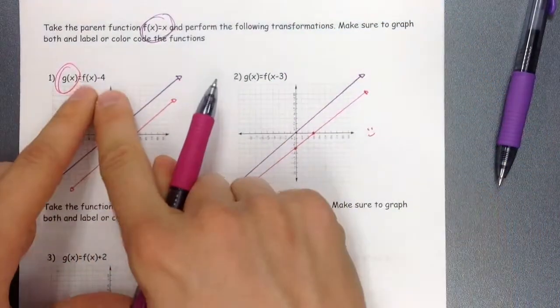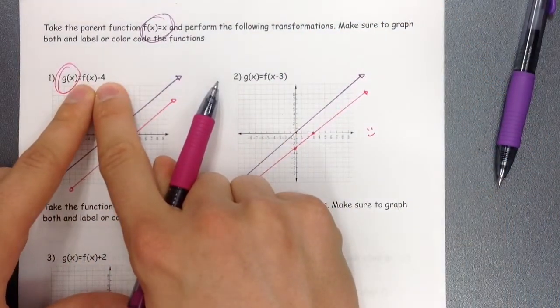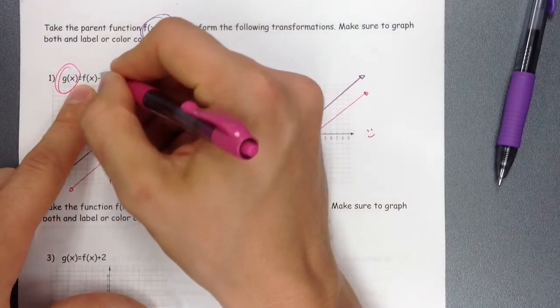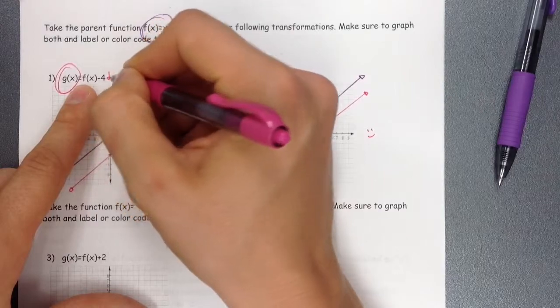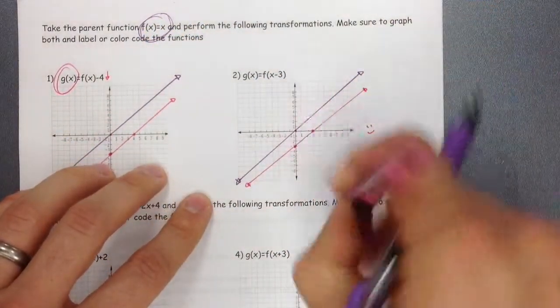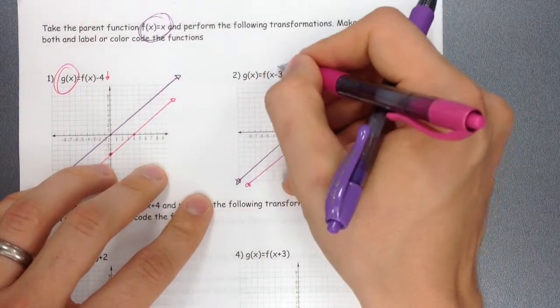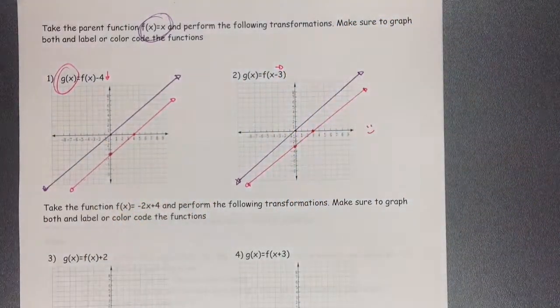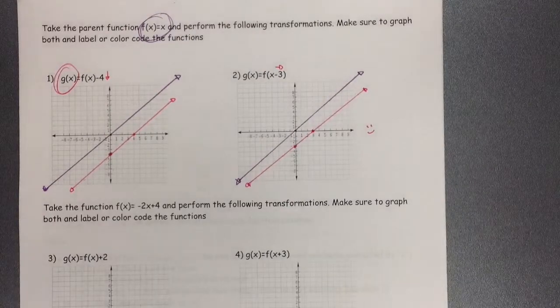So again, if it's outside, we're talking about shifting up or down. And it's going to be exactly how you think. So a positive shift outside would go up. In this case, a negative shift on the outside is going to go down. On the inside, we're looking at left and right. A negative on the inside is going to push us to the right that many units, and a positive on the inside is going to push us left that many units.